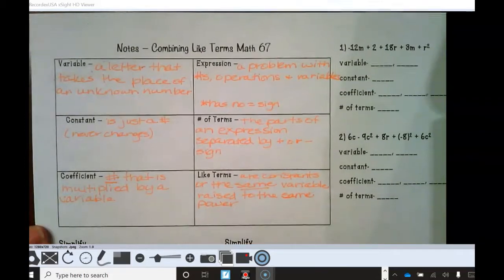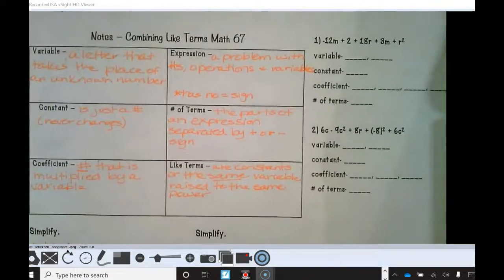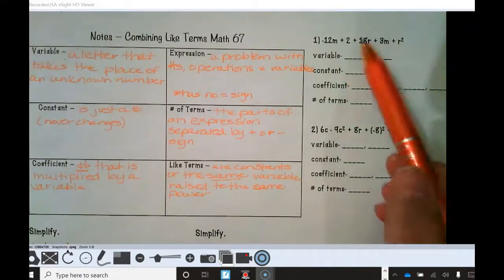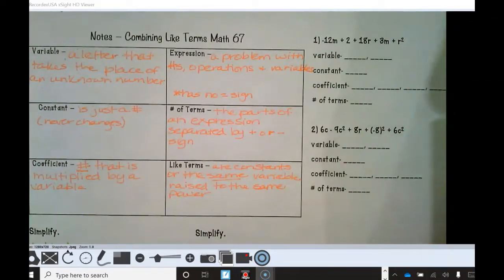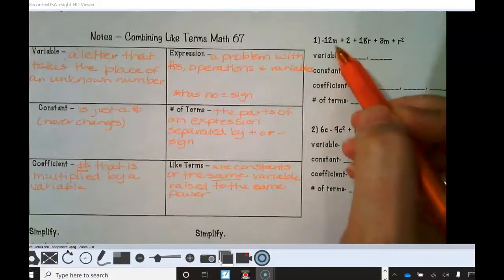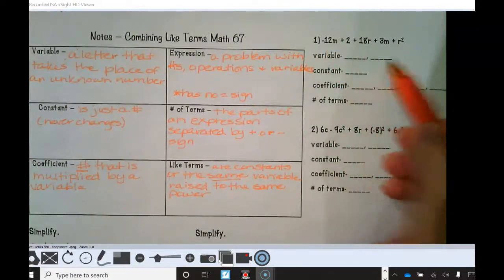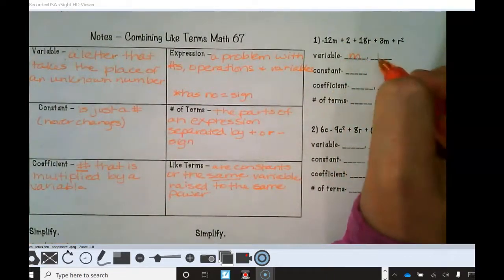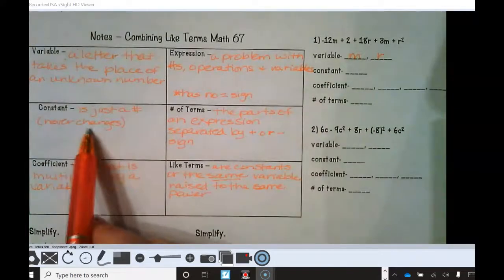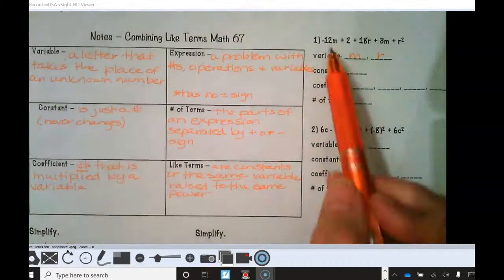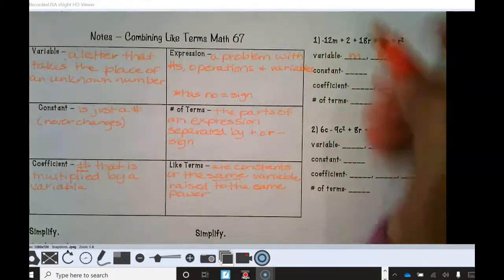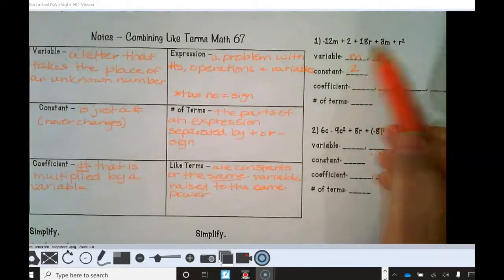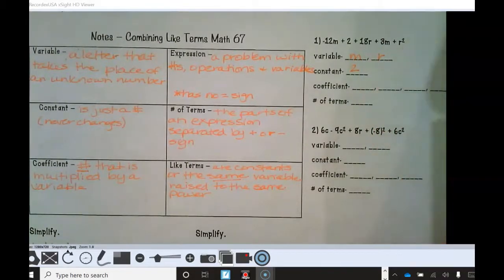All right, so now let's practice using those definitions. Over here we have an expression. Do you see it has a constant, it has addition, subtraction, it has variables, so we're good to go. What are the variables in this expression? There are two. Variables are your letters, so it's just m and r. Constants are just the plain old numbers. Well, that's not a plain number. That is. That's not a plain number, and that's not a plain number, and that's not a plain number.